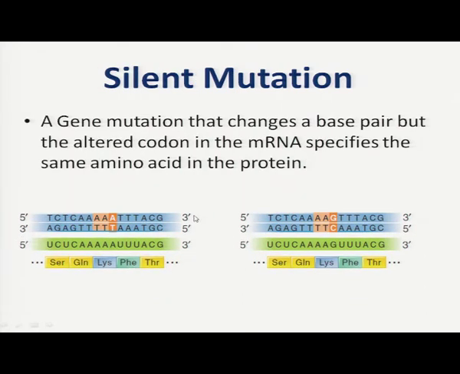The next type of point mutation is silent mutation. A silent mutation is a gene mutation that changes a base pair, but the altered codon in the messenger RNA specifies the same amino acid in the protein. That means, if there is a change in DNA which leads to a change in messenger RNA, the changed messenger RNA will code for the same amino acid. As we know, one amino acid can be coded by more than one triplet codon.